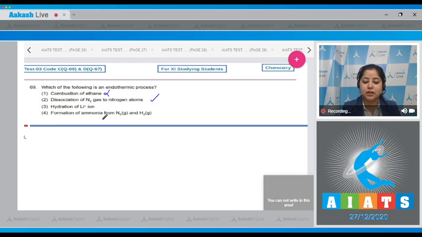Hydration of Li plus ion. Again, this is an exothermic process. Formation of ammonia from N2 and H2. This is again an exothermic process. That means the correct answer is option number 2. Here I'm writing the answer is option number 2.